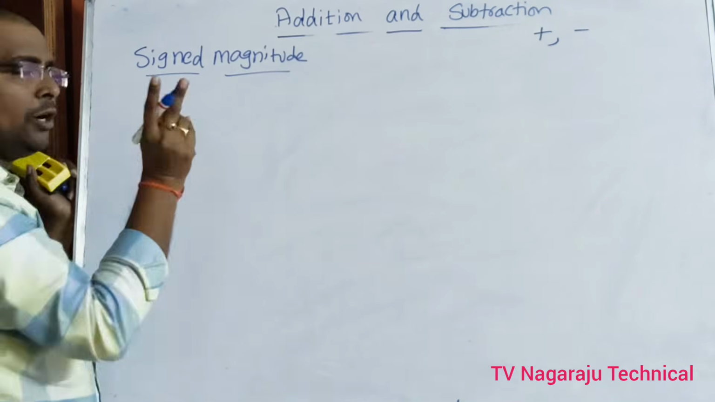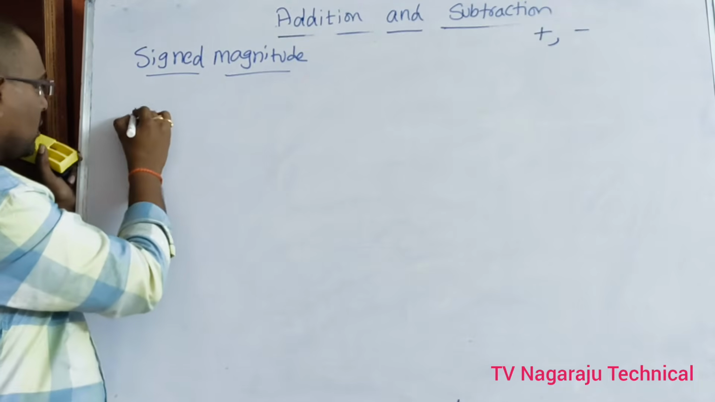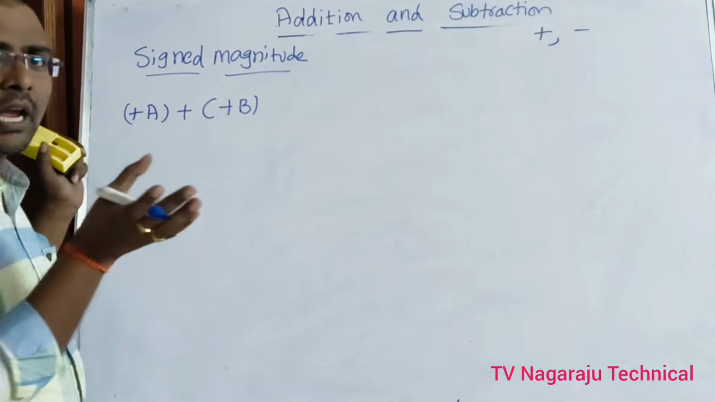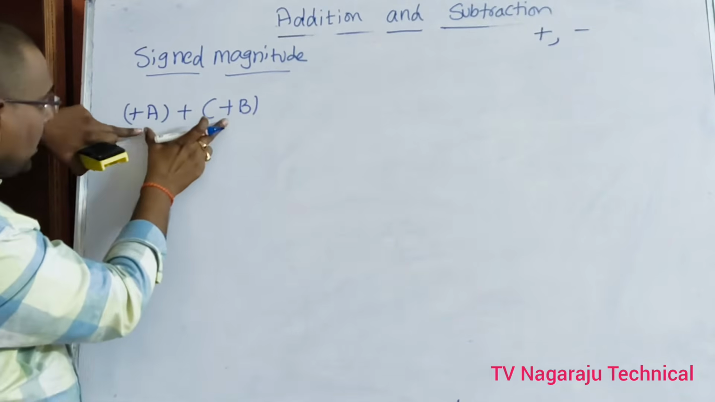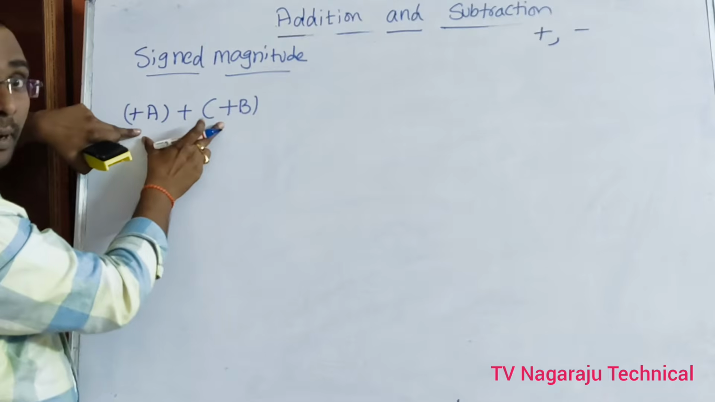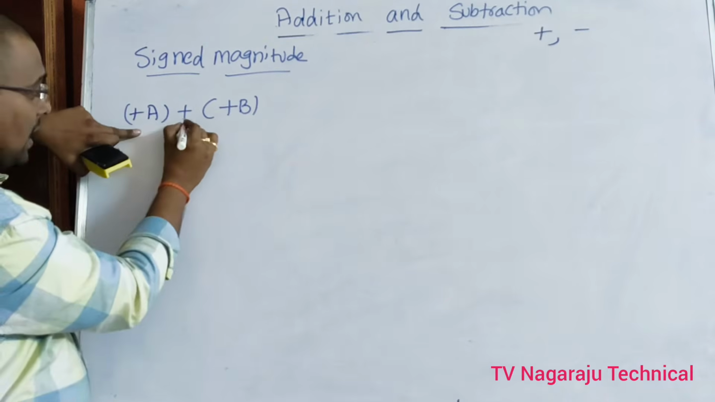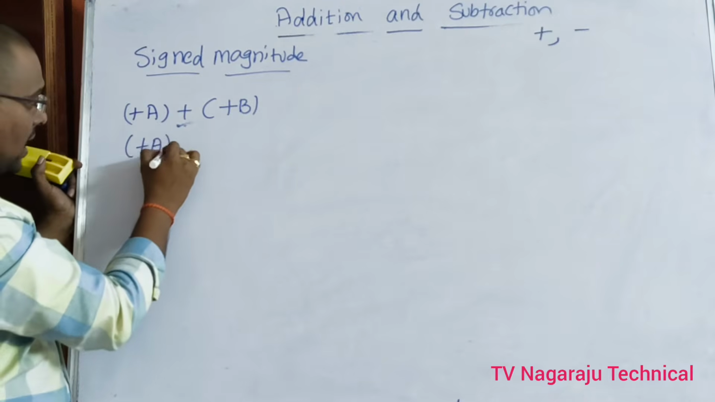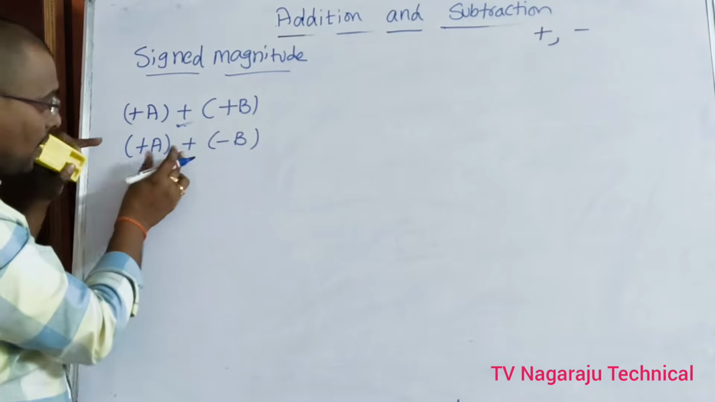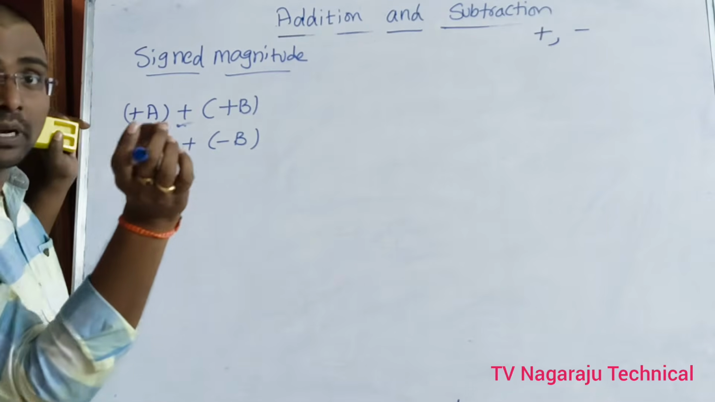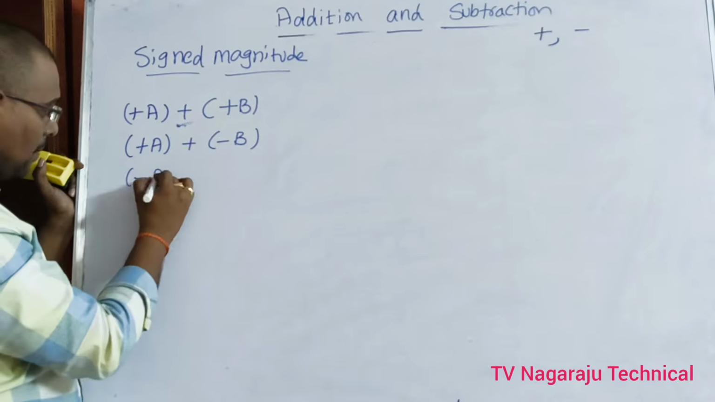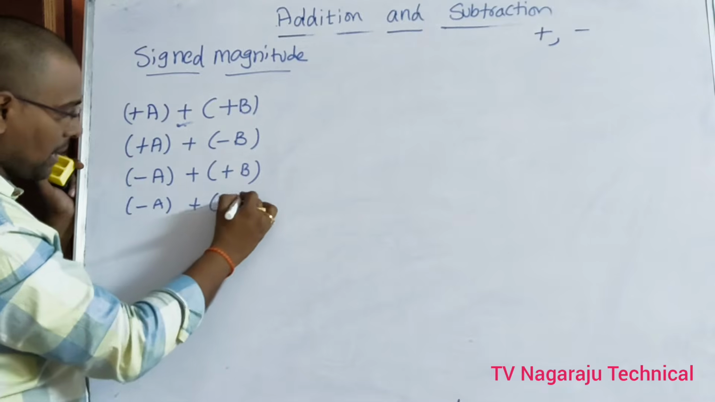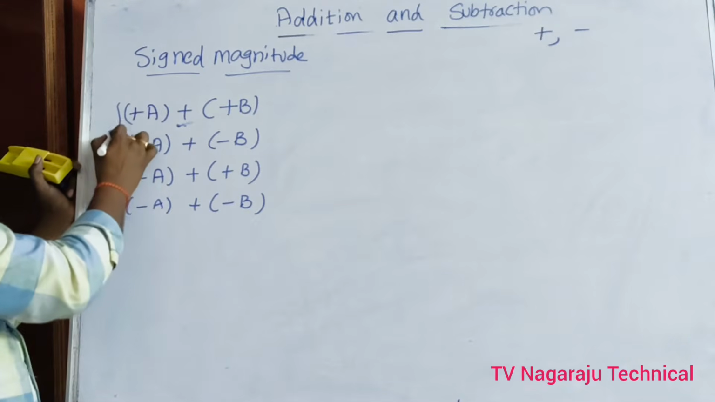Assume two numbers a, b. First, plus a plus b. Now first I am doing the addition operation. Assume my two numbers are positive numbers. Plus represents the positive, and the middle one represents the operation. What are the other cases? Plus a plus minus b: the first one is the positive number and the second one is the negative number. Like this, minus a plus b, minus a plus minus b. Now, that is a total of 4 addition operations.